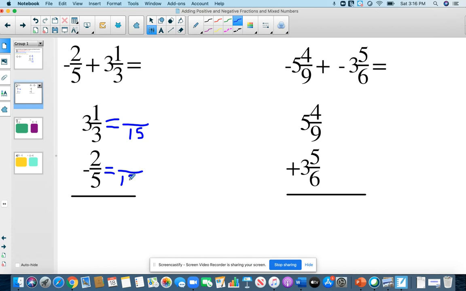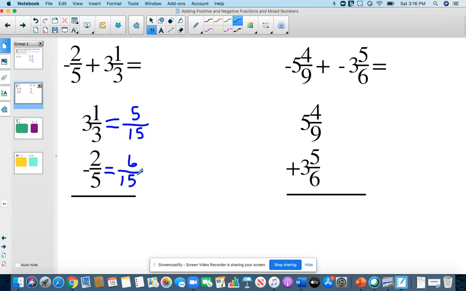And for the first one, I have 1/3. 3 times what gives me 15, which is 5. So 1 times 5 is 5. So 5/15 is equivalent to 1/3. Next one, 5 times what gives me 15, and that would be 3. So 2 times 3 is 6. So that means 6/15 is equivalent to 2/5.